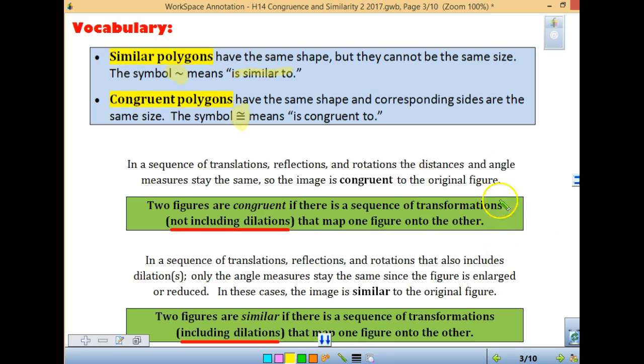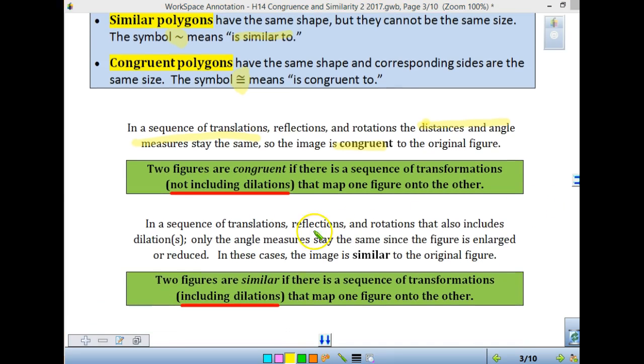If we continue reading, Haley, would you please read in a sequence? In a sequence of transformations, reflections, and rotations, the distance and angle measures stay the same, so the image is congruent to the original figure. Keep going. Two figures are congruent if there is a sequence of transformations not including dimensions on the map. One figure on two diagrams. Brooke, continue if you would, in a sequence.